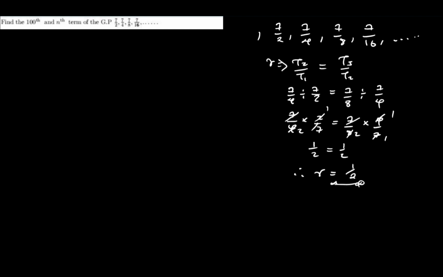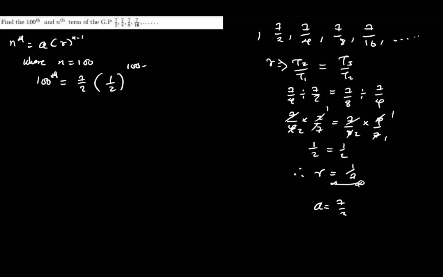So we need to find the 100th term. We need to use the formula nth term is equal to a times r to the n minus 1. In this case, where n is equal to 100, we have the 100th term being equal to the first term, which is 7 over 2, times r, which is 1 over 2, to the power 100 minus 1.